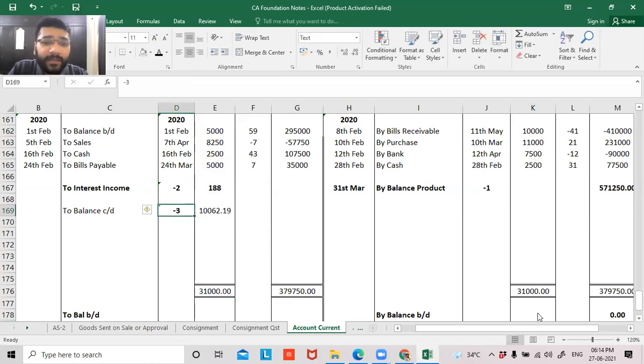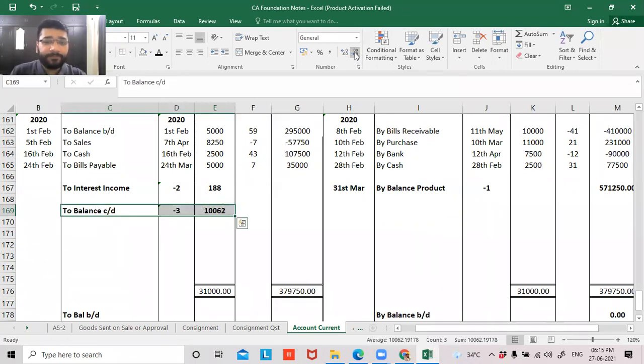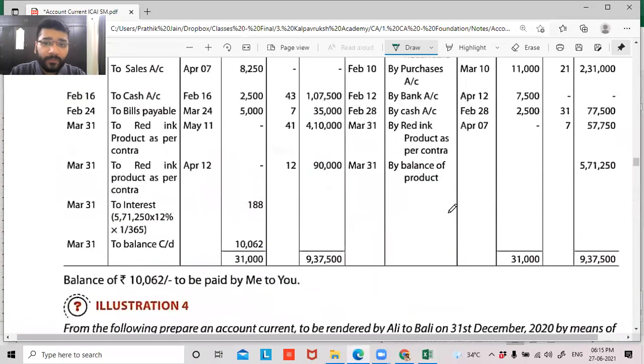So guys, are you getting 10,062.9, 10,062.1? If I round off 0.1, it will remain the same, 62. Are you getting this? Yes, sir. Is it matching with the textbook answer? Now, what they've done in the textbook, I'll tell you. I'm coming to that point.